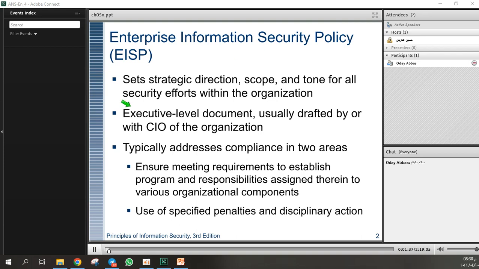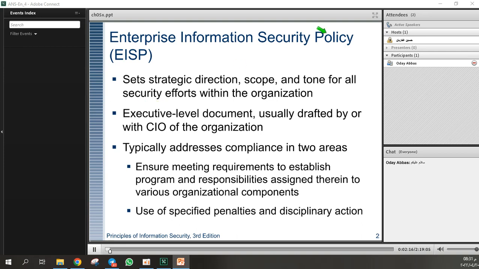And when we talk about strategic direction, scope, and tone for security effort in an organization, it's trivial that those policies and those related materials, those related documents, must be issued from the top level of the organization. Okay.